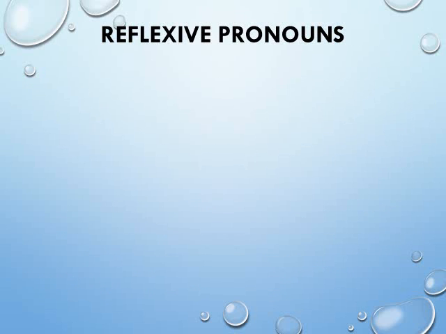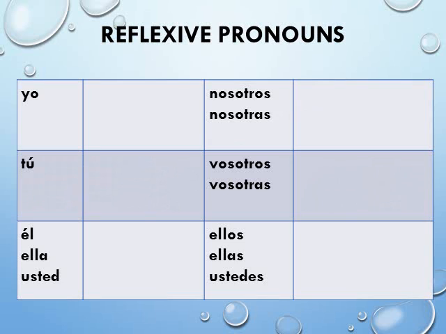Okay? First, we're going to start looking at the pronouns and what those look like. They look very similar to direct and indirect object pronouns in 4 of the sections. Okay, so let's take a look. We've got our famous chart here. We're going to start with the yo form. This one looks very similar to the direct and indirect object pronouns. And the yo form is me. The tú form is te.